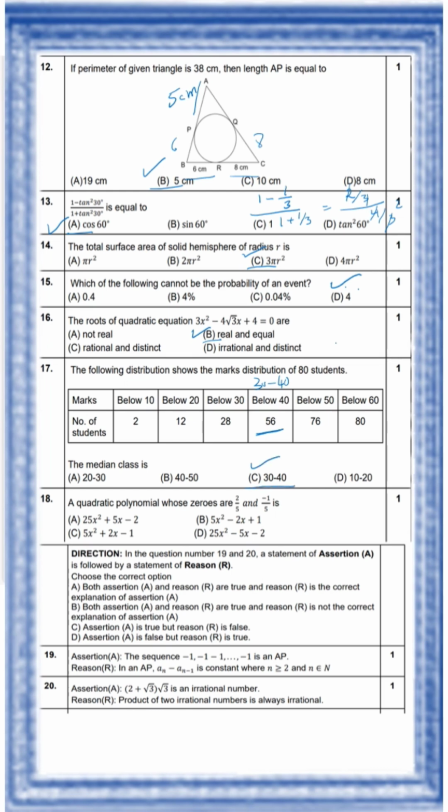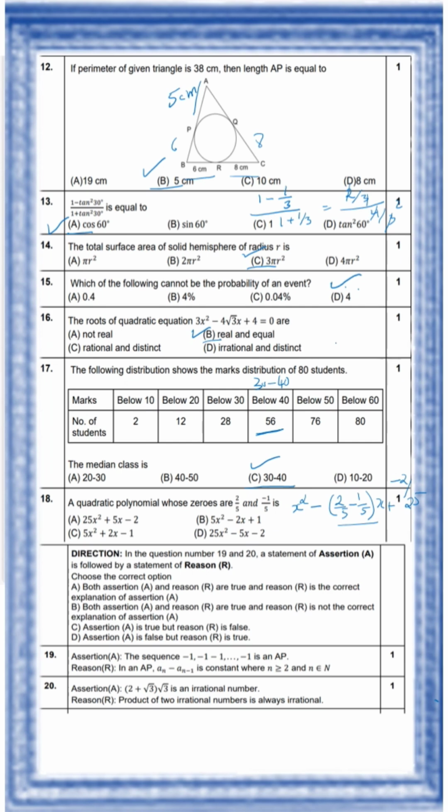Quadratic polynomial whose zeros are 2 by 5 and negative of 1 by 5 is. The formula for the quadratic equation whose roots are given as alpha and beta is x square minus alpha plus beta x plus alpha beta. Here alpha plus beta is 2 by 5 minus 1 by 5, x plus you have to multiply these two. If you multiply, you will get minus 2 by 25. Here this thing becomes 1 by 5, means x square minus 1 by 5 x minus 2 by 25. You have to multiply all the things by 25. So either option A or option D is correct.